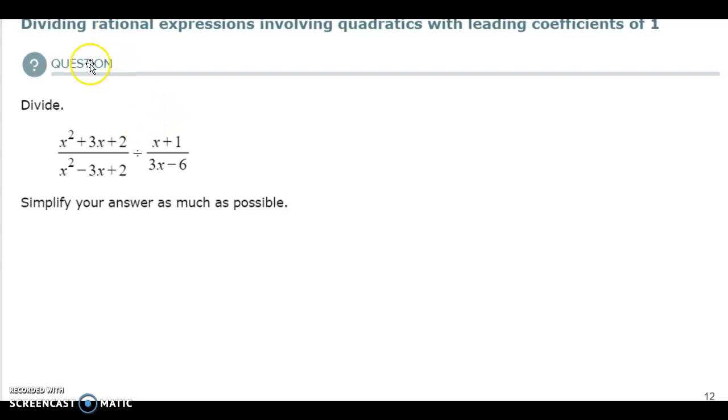So we'll go ahead and start with this one. I'm going to write this as multiplication first. So this is something times something. My second rational expression gets flipped.